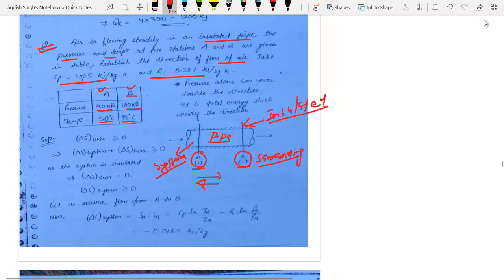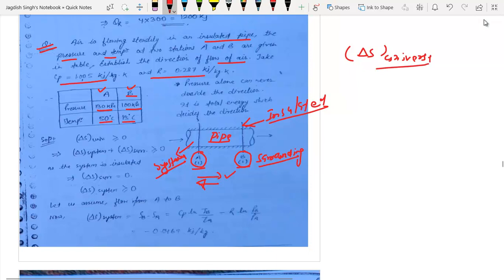So in this problem, let us assume that air is flowing from A to B. This is our assumption. You can assume from B to A also, it does not matter. So let us assume the air is flowing from A to B. And in this condition, we will have to find del S of universe. What is the value of del S of universe? We have to check this one.